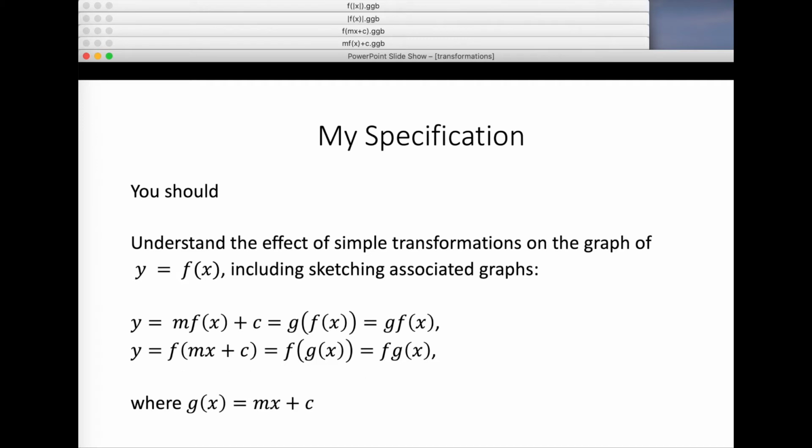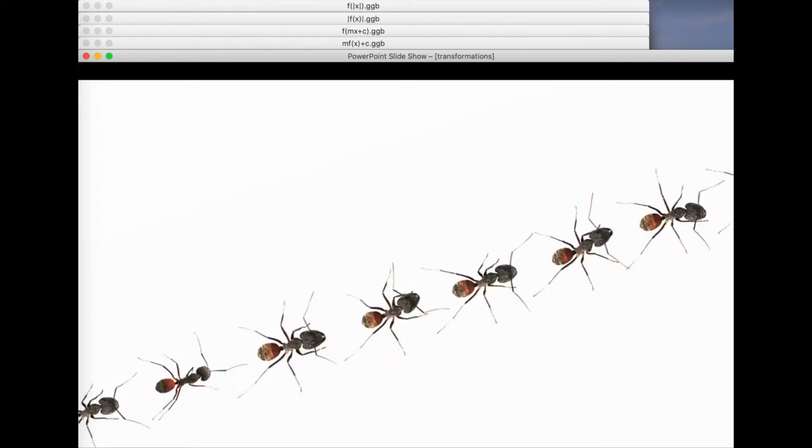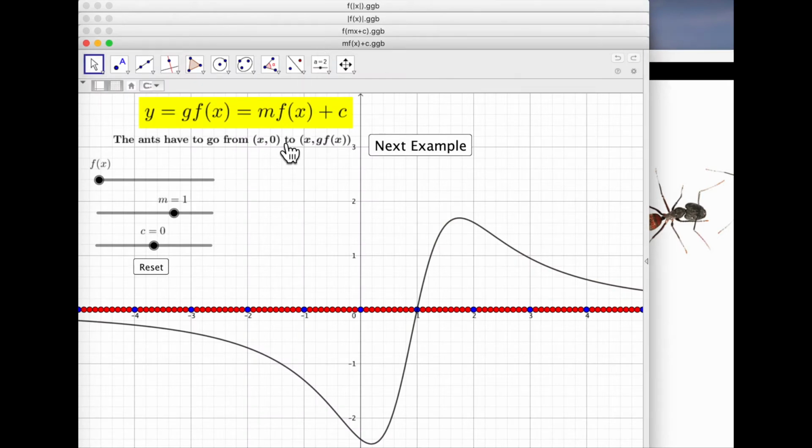Now, to see what that means for the graphs and how they're transformed, I'm going to use ants. Yes, ants. So here we go. Here's the xy plane, and here's the graph of our function f. Now, we don't necessarily know the formula for f, just where the graph is. And here are some ants lined up on the x-axis, and their job is to line themselves up along the graph of g f. In other words, they have to go from (x, 0) to (x, g f of x). Let's see how they do that.